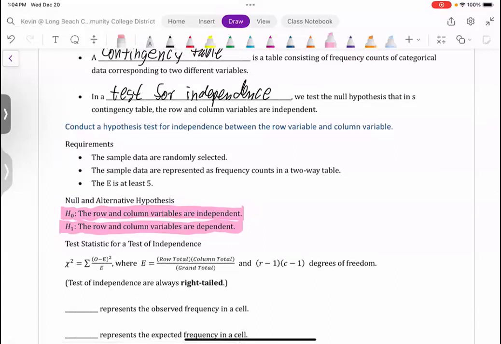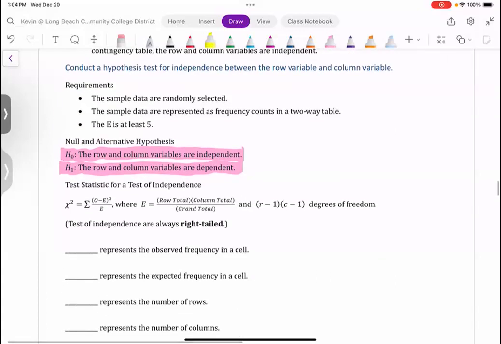Once again, here's our test statistic. Same test statistic as the goodness of fit, I should say. And E, again, is the row total times the column total divided by the grand total. And here's another new one for us, the degrees of freedom. It's the number of rows minus 1 times the number of columns minus 1.